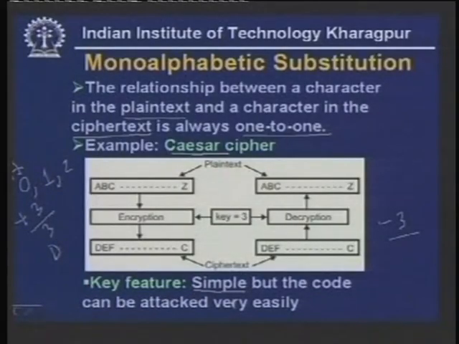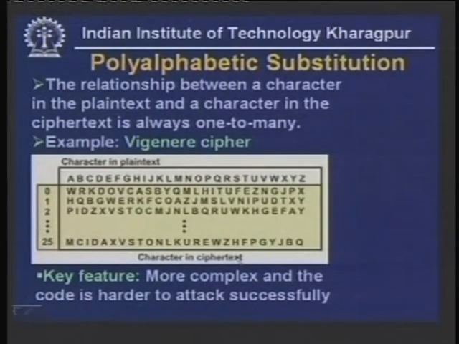So, based on that it can be easily found out. That is why it is not very popular. Another approach that can be used is known as polyalphabetic substitution. In this case the relationship between a character in the plain text and a character in the cipher text is always 1 to many, not 1 to 1. For example, in Vigenère's cipher, this polyalphabetic substitution is used.